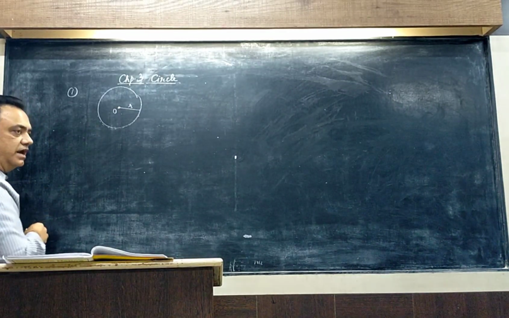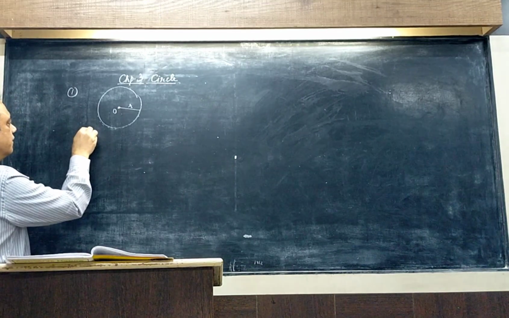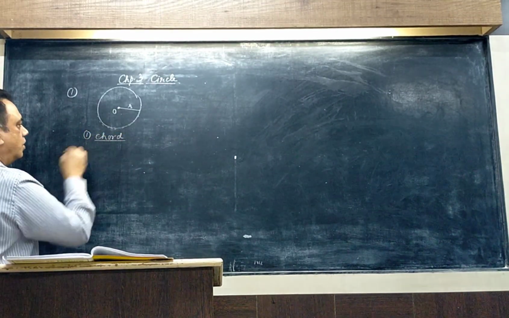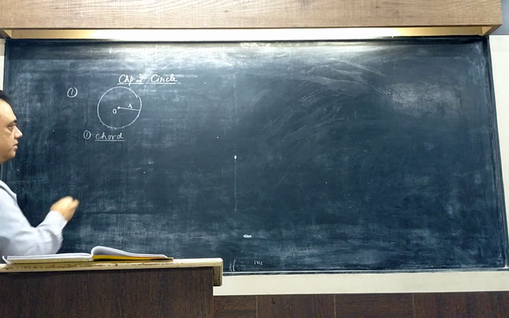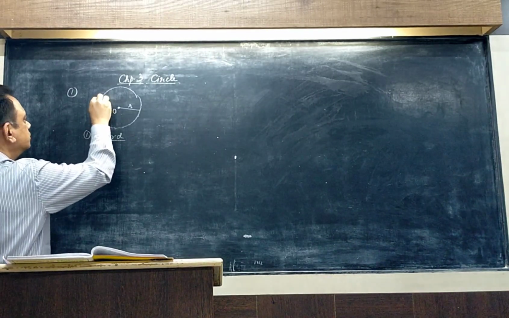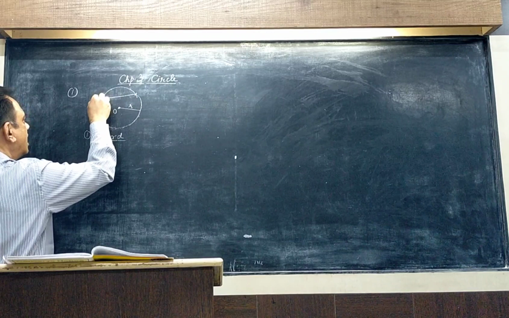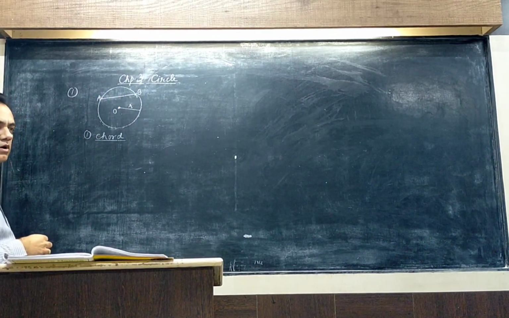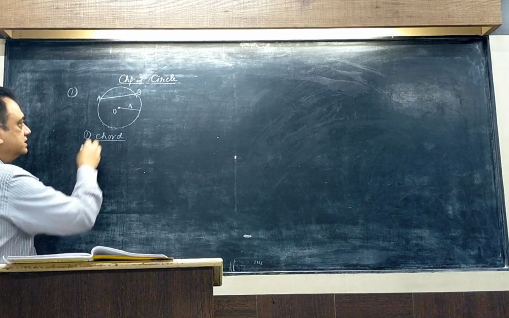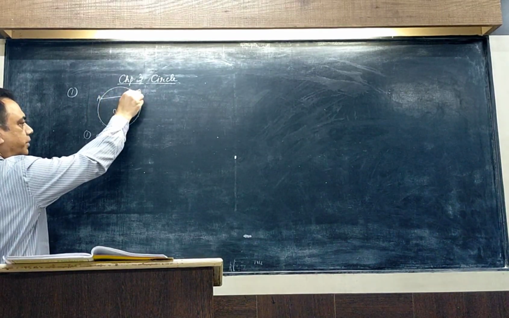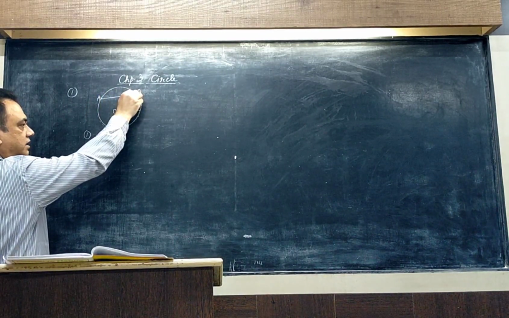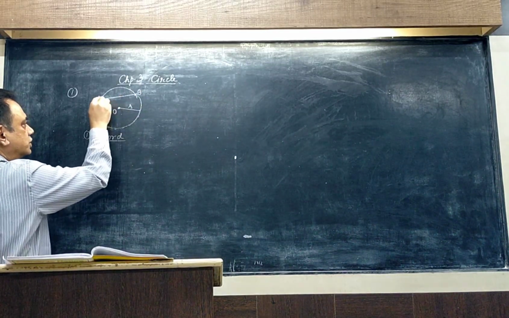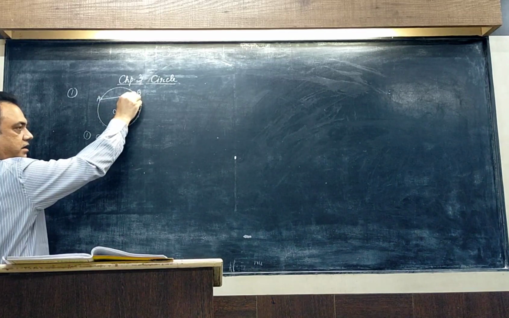Some terms related to circle. First is the chord of the circle. What do you understand by chord? A segment whose end points lie on the circle is called a chord of the circle. So I made chord AB.